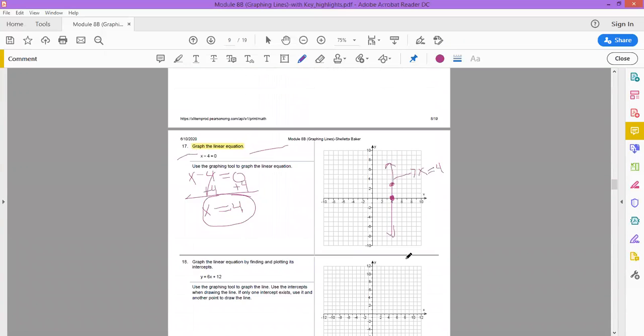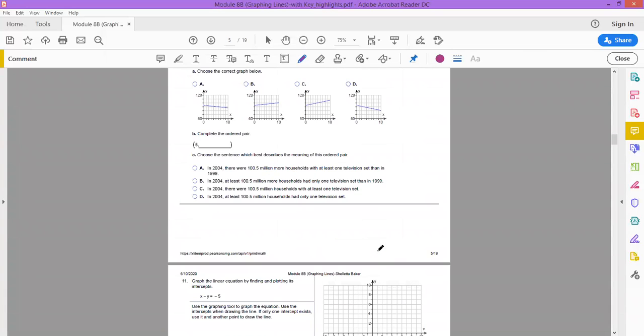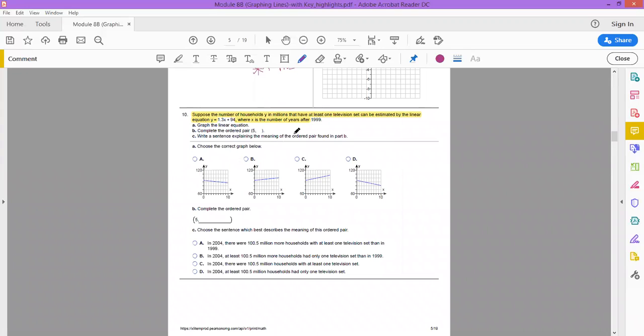All right, looks like that's the last problem. But there's a word problem that I wanted us to try, number 10. Yes, let's look at number 10. So number 10 says, suppose the number of households, Y in millions, that give you at least one television set can be estimated by the linear equation y equals 1.3x plus 94, where x is the number of years after 1999.